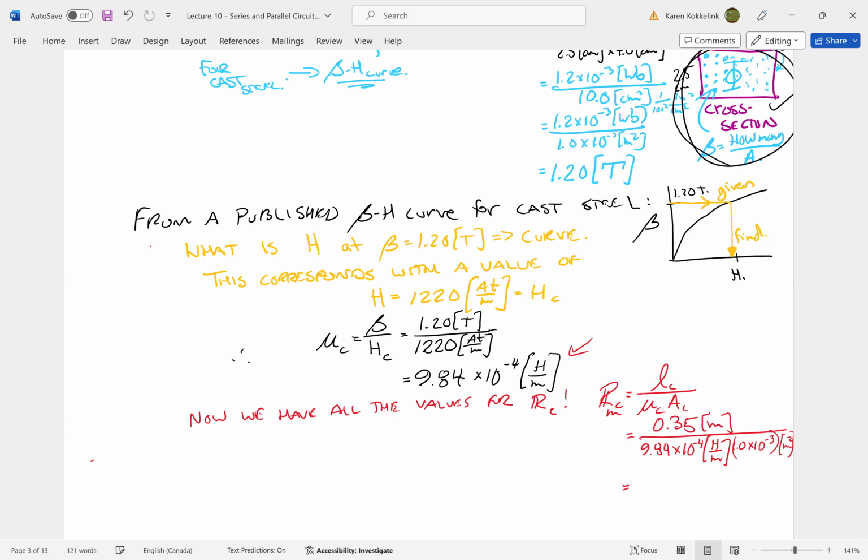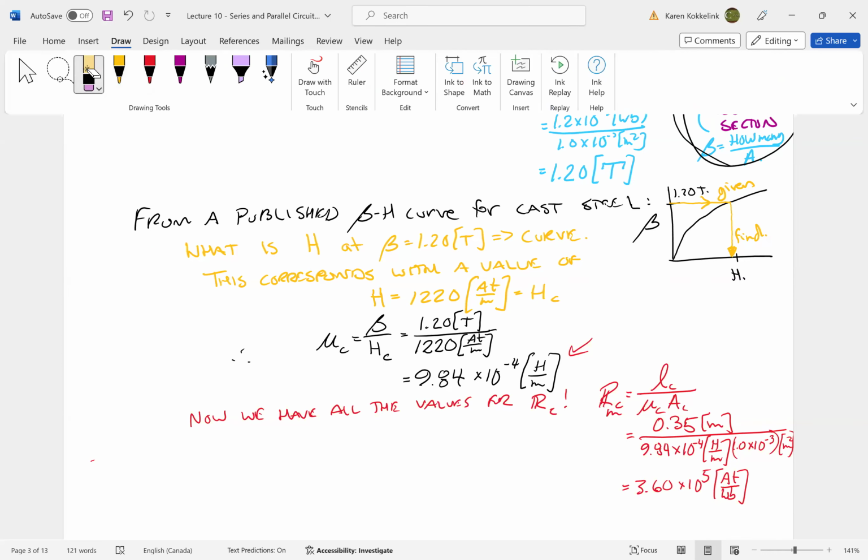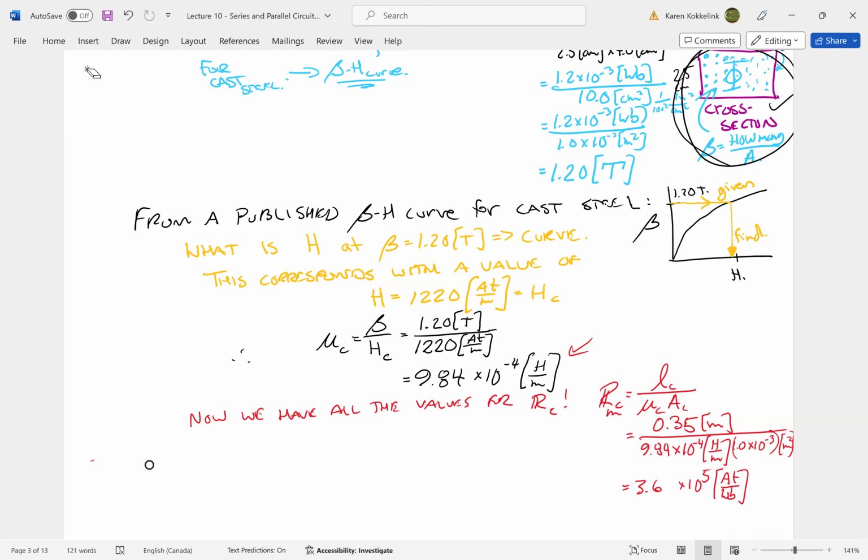And then we went to reasonable lengths to calculate the cross-sectional area that was given from our geometry. I put all this in a calculator, and I'm very careful about my units. 3.6 times 10 to the 5 amp turns per Weber. And I'm just going to use two significant digits to be clear there. And that is what I have for RM.